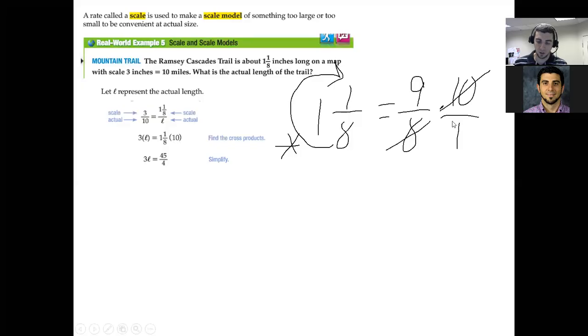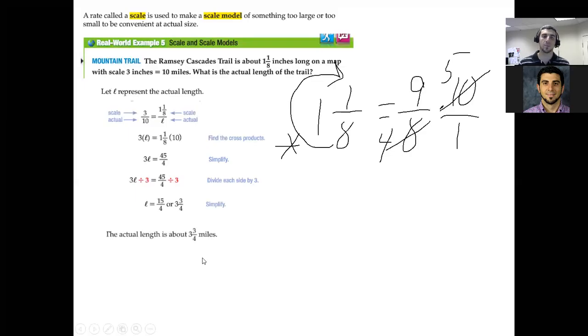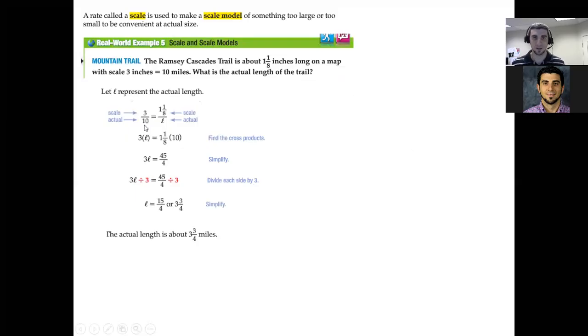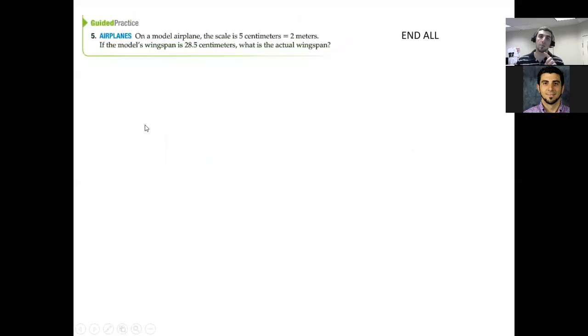You could cross reduce and do 4 and 5. And then multiply straight across. 9 times 5 is 45. And 4 times 1 is 4. Okay, divide both sides by 3, and you get L equals 15 over 4, or 3 3/4. So the actual length is about 3 3/4 miles long. So sounds pretty good, huh? All right. Okay, here's one for you to try. Go ahead and pause the video, hit play after you've read it and tried it out.